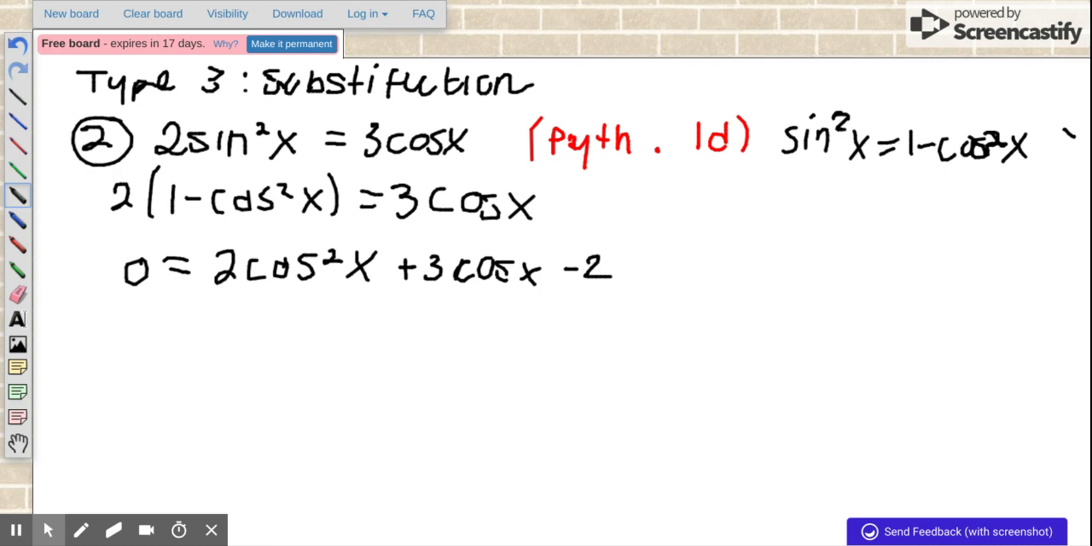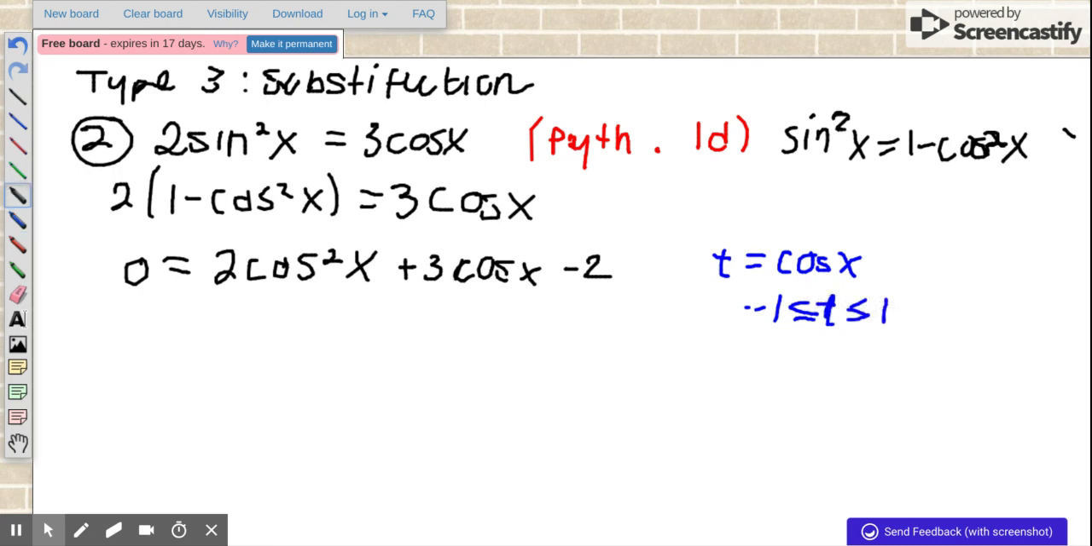Now that we have that, we're ready for substitution. So I'm going to let t equal cos of x. And remember here, we have to write what the possible values of t are. Since cosine always goes from -1 to 1, so does t. So -1 is going to be the smallest value t can possibly be, and 1 is going to be the greatest.